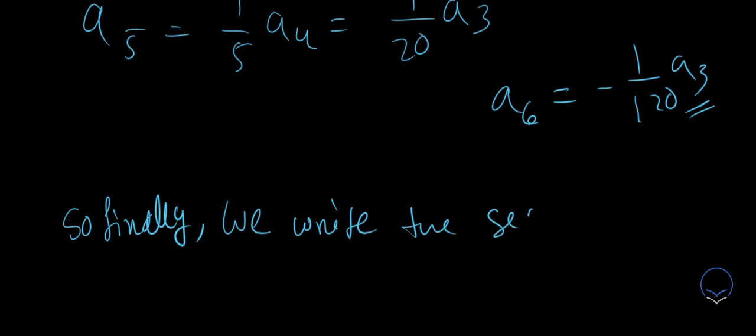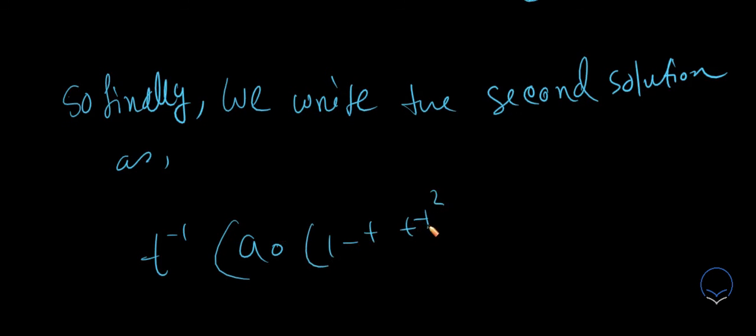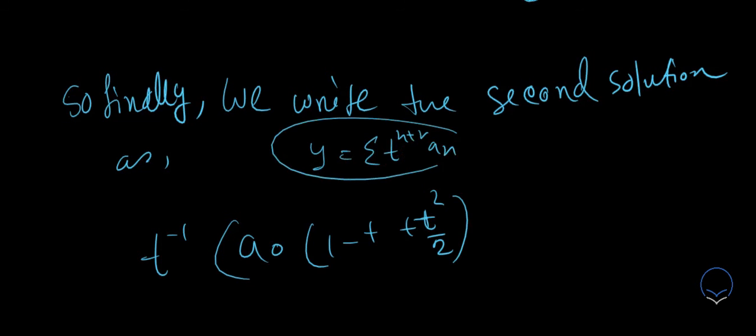The second solution, that is, as t inverse a0 times 1 minus t plus t square by 2. Why am I writing this? Because again the solution was in the form of t to the power n plus r, a of n. That's why I'm just expanding this out without any detail.